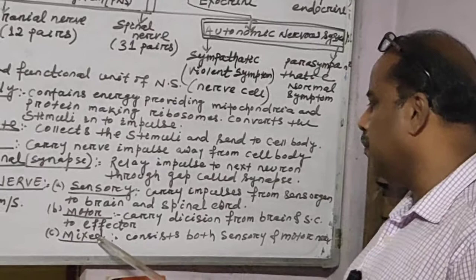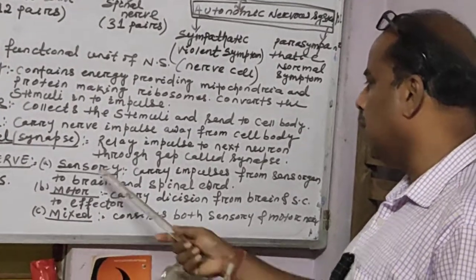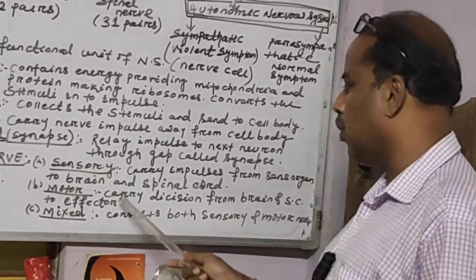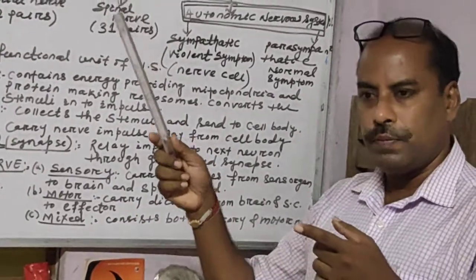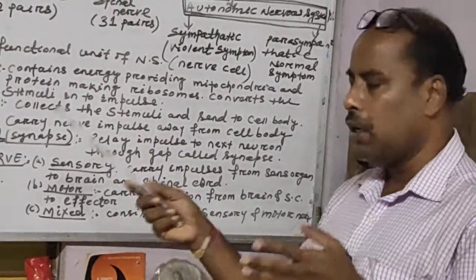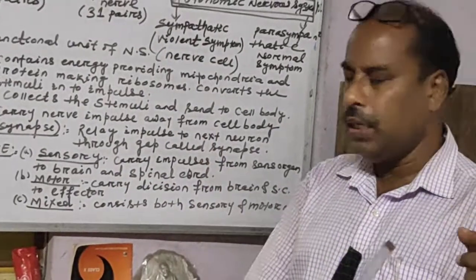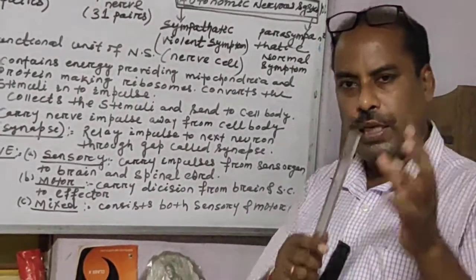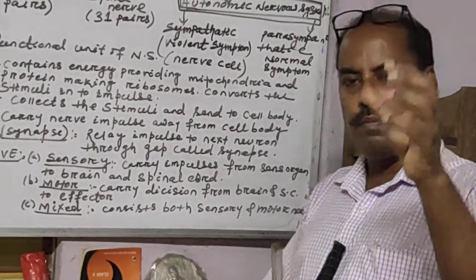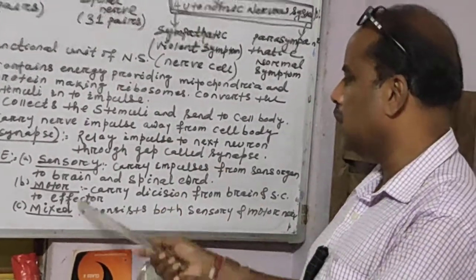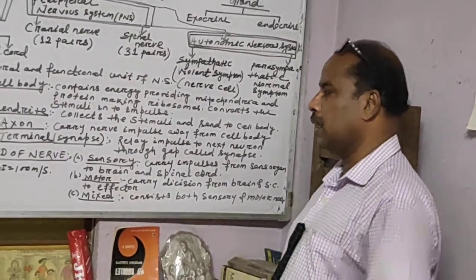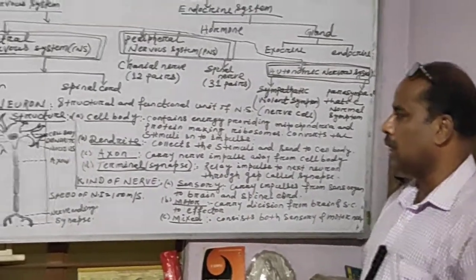Then the mixed nerve. The mixed nerve consists of both sensory nerves and motor nerves. So it works both ways, taking the impulse from the sense organ to the brain, as well as bringing the decision back from the brain to the effector organ. So these are the various types of nerves, types of neurons, and parts of neurons.